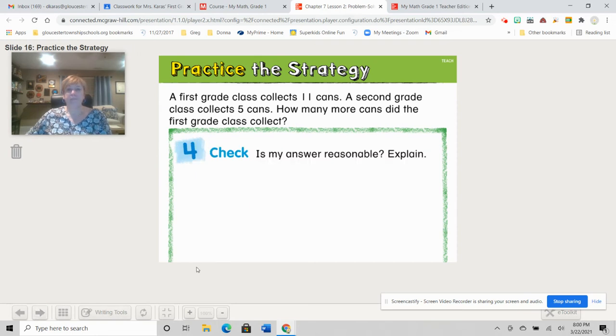All right, and the answer is reasonable because one group had 11, one had 5, and we do know that 5 plus 6 equals 11. So that's a related fact to what we did as part of our answering strategy.